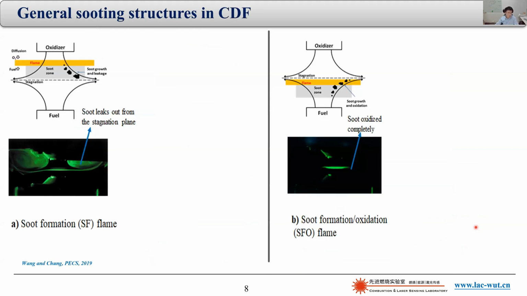Okay, next I will briefly introduce the general sooting structures of counterflow flames. Sooting counterflow flames can be generally classified into two distinct types, depending on the relative position of the flame and the stagnation plane, which is a plane where you have zero axial velocity. In the first type, what we call soot formation flames or SF flames, the flame front is on the oxidizer side of the stagnation plane. So in this type of flame, soot once formed will be convected away from the oxidizing flame front, but toward the stagnation plane.